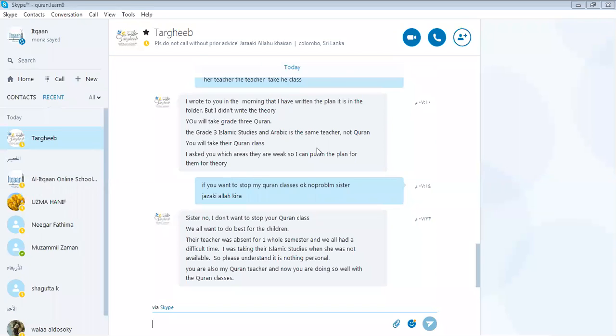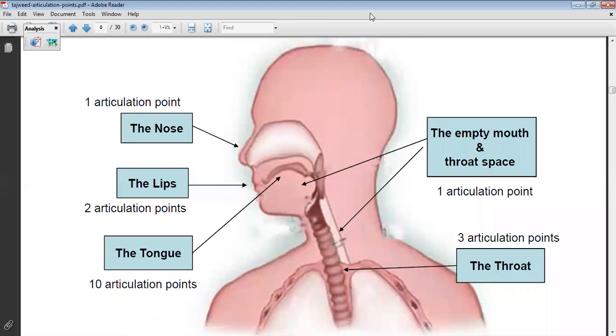First we will make a revision about articulation points of letters. There are 17 articulation points. We can distribute them. One from the nose. We push from the nose ghunna.